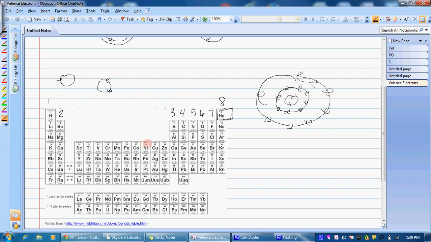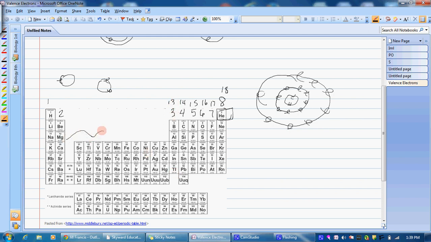So you can use the periodic table to predict how many valence shell electrons we have by just looking at the group number. Group number 1 has 1, group number 2 has 2, group number 13 has 3, group number 14 has 4, group number 15 has 5, etc., all the way across. So if I ask you how many valence electrons something has, you should be able to look at the group number and tell me how many.